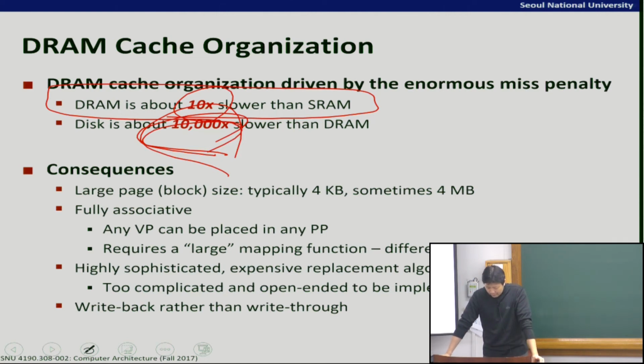And it also does write back instead of write through, because it takes a long time to write into the disk, right? So it uses a write back scheme. It buffers the writes as much as possible inside the memory, and then writes to the disk at once, I mean in a burst. Okay, that's basically the concept of the cache organization.